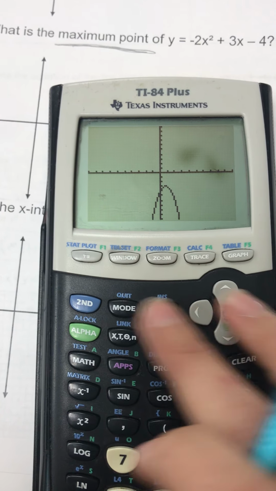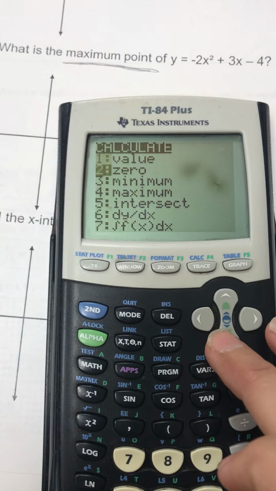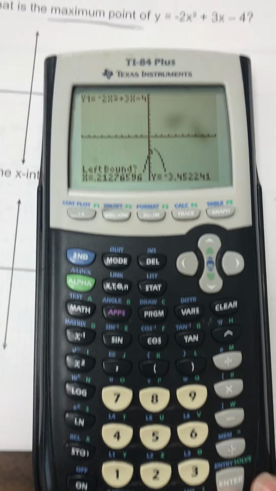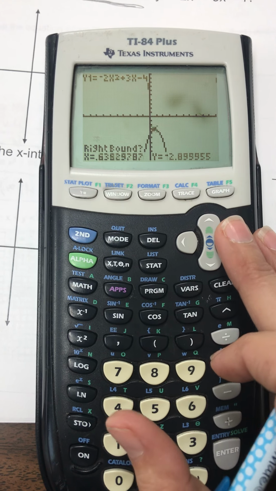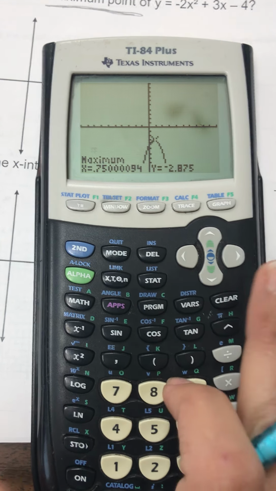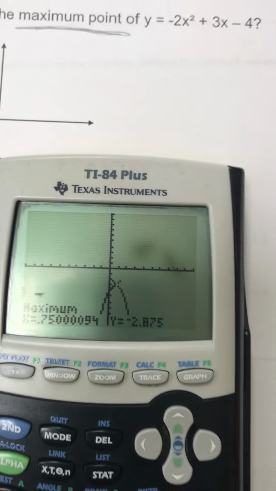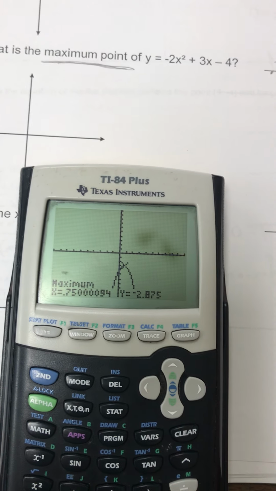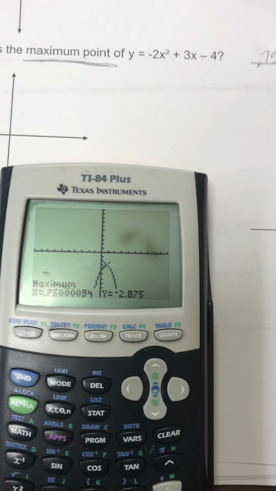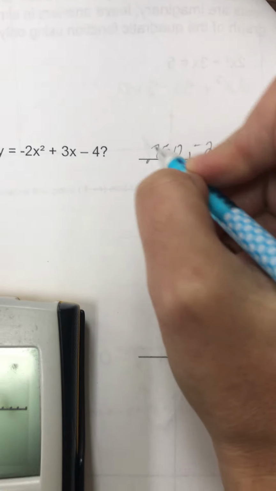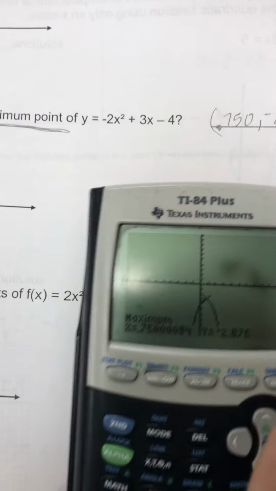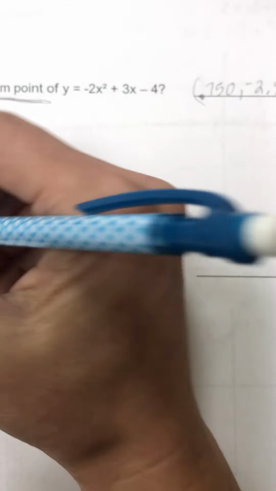So to find your max, you would go to second trace. You would go over here to max at 4. And now you're going to go to the left side of the point and hit enter, left bound. And then you're going to go over the right side of that high point and hit enter. And you're going to get the point. Okay? So if we're going to 3 decimal places, we would have 0.750, comma, negative 2.875. That's your maximum point. Okay, and you write it like a coordinate, your x and your y. Okay, and then you would sketch your graph, and it would just look something like this.